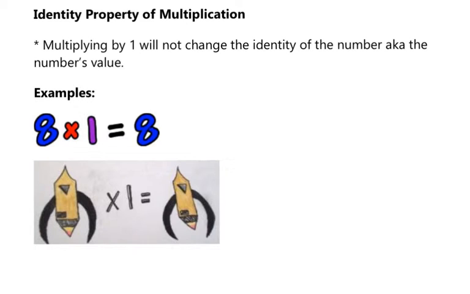There are two properties in this lesson that you need to know, and the first one is the identity property of multiplication, which basically says when you multiply by 1, that will not change the identity of the number, aka the number's value. So here, 8 times 1 is 8. 7 times 1 is 7. Multiplying by 1 doesn't change the value of the other number. You'll see examples with numbers, and you'll also see examples that are modeled with pictures. If you have one object and you multiply by 1, you're still going to have one object.